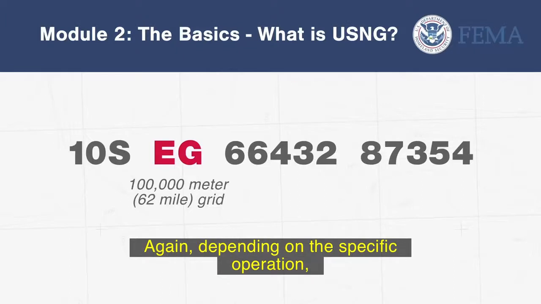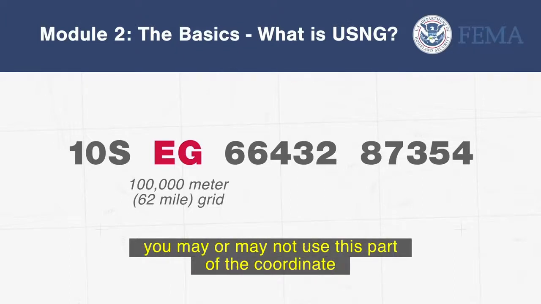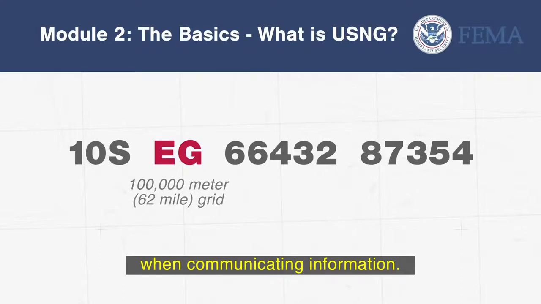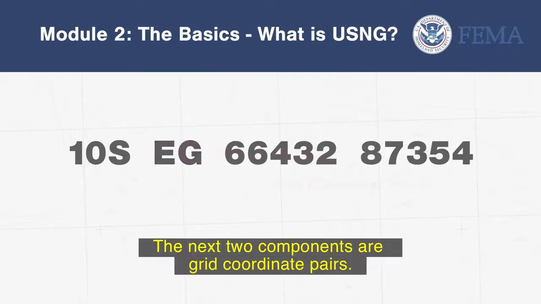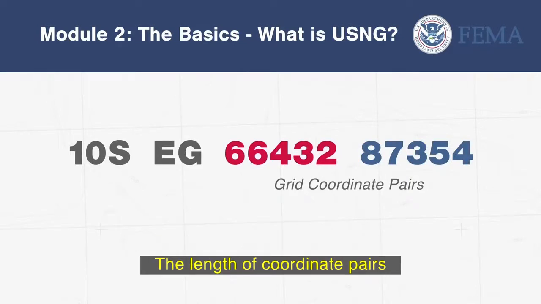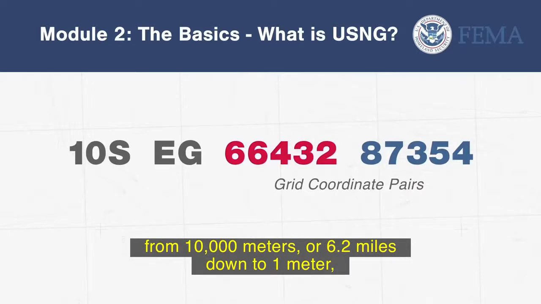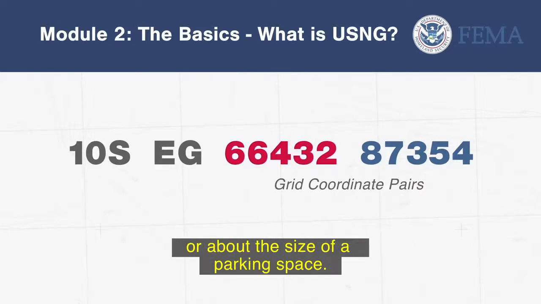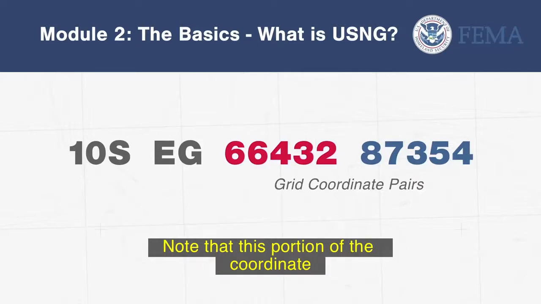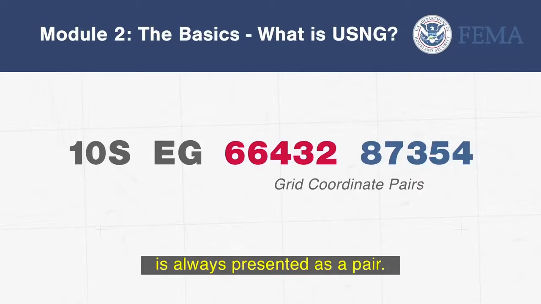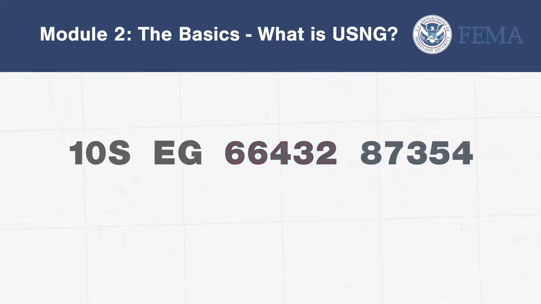The next component, represented by two letters, identifies a specific 100,000 meter or 62-mile grid square that falls within the specified grid zone designation already identified. Again, depending on the specific operation, you may or may not use this part of the coordinate when communicating information. The next two components are grid coordinate pairs. The length of coordinate pairs represents the degree of precision from 10,000 meters, or 6.2 miles, down to 1 meter, or about the size of a parking space. Note that this portion of the coordinate is always presented as a pair.